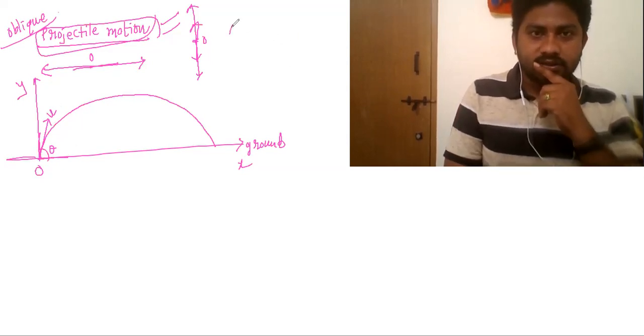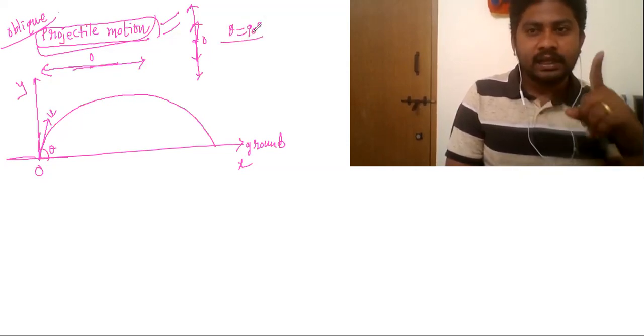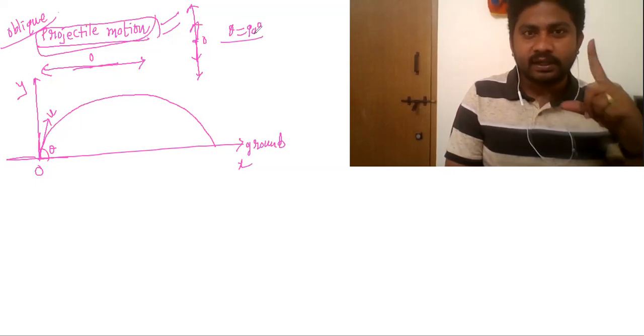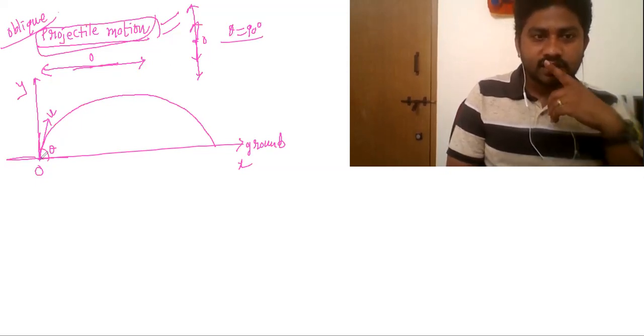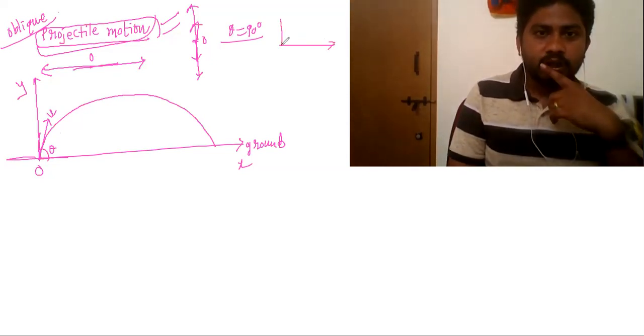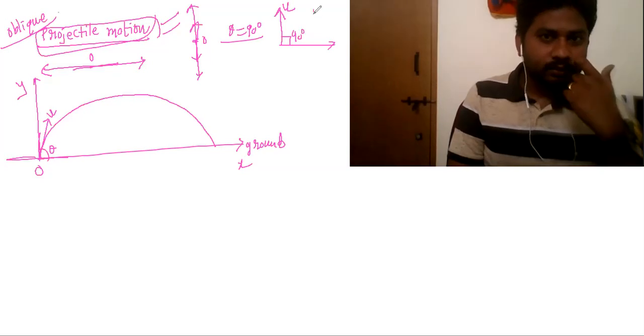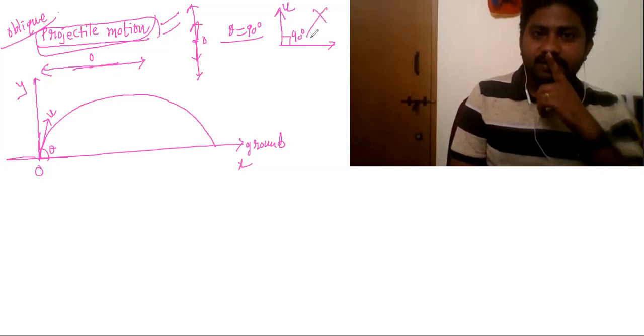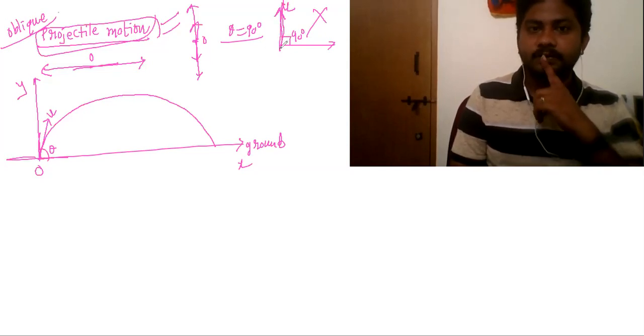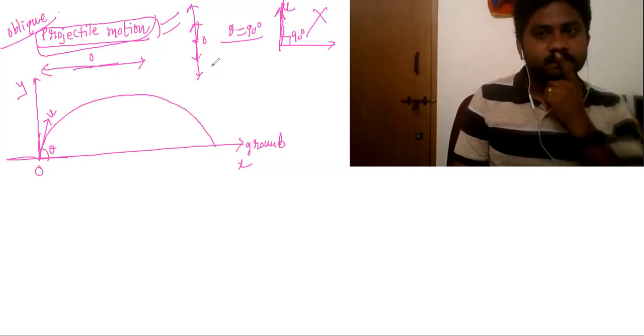Imagine this theta is 90 degrees, right? Theta is the angle made by the velocity of the particle with the x-axis. So theta of 90 degrees means you project the body straight up like this, this is your initial velocity. This will not become a projectile motion. The body will move in a straight line, the final velocity will be zero, and it comes back to the ground. So where is the concept of projectile motion?